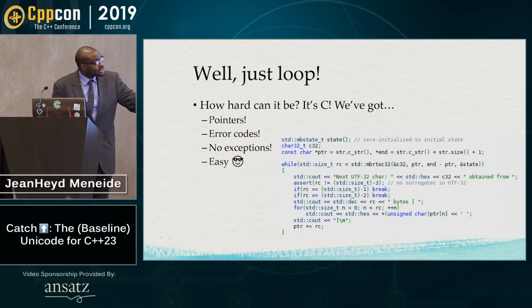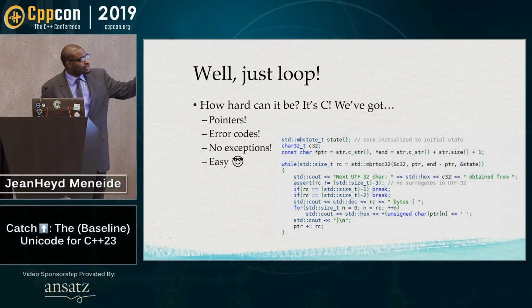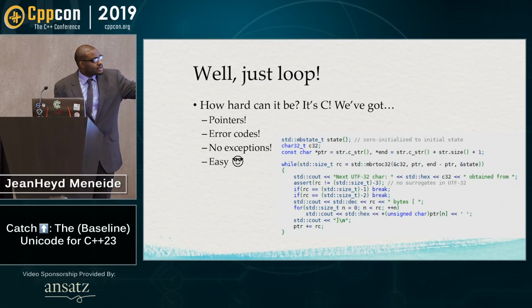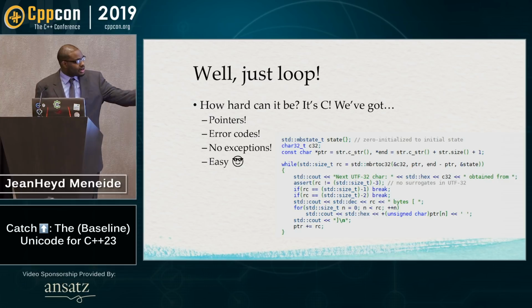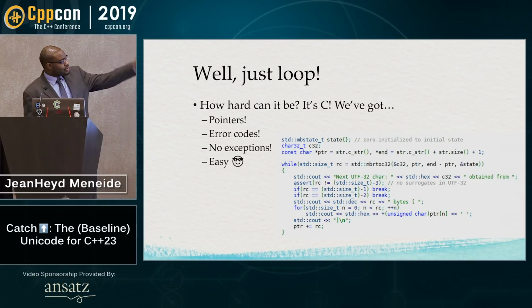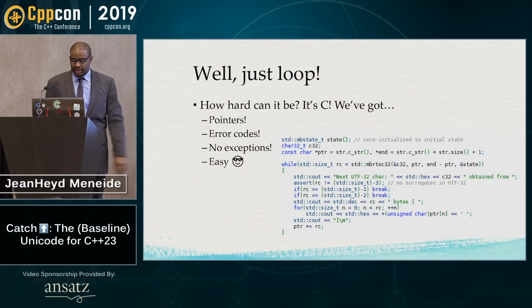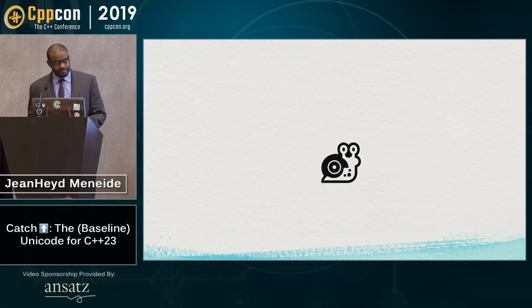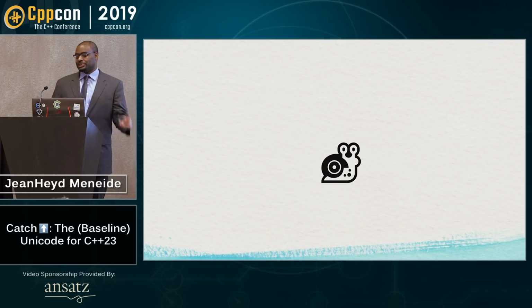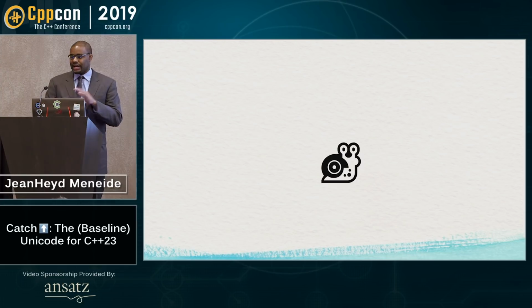So this is a bunch of code that actually comes from cppreference showing you how you loop, how you use mbrtoc32. What that means is multi-byte string restartable to a Unicode char32 string or char32 character. And when you do this, you're able to loop through all the characters and convert everything, right? It's pointers, it has error codes, there's no exceptions, it's pretty easy, right? The problem with this is that it's slow. It's terribly slow.